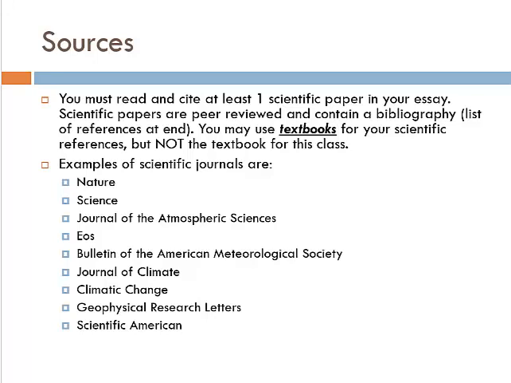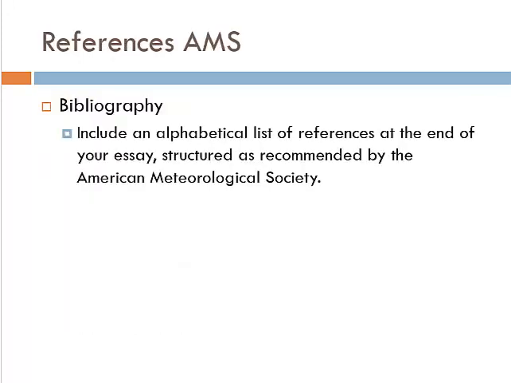I give examples of scientific journals here, and I highly suggest doing research within these journals to find the articles that you want to use for this class and the purposes of these research essays. When you create a bibliography that cites your sources of content that you found for this research paper, one of the important aspects of AMS is that you include your references in alphabetical order.